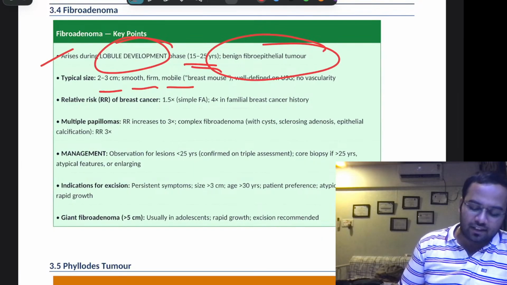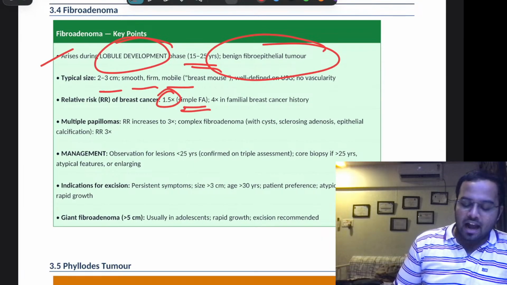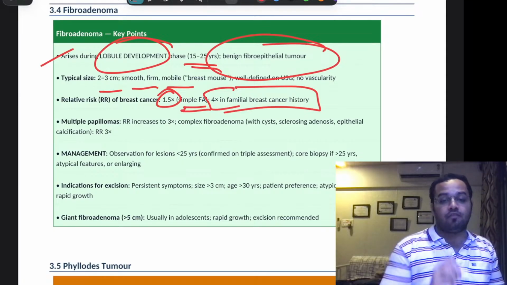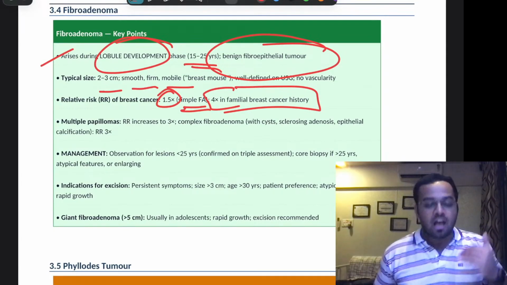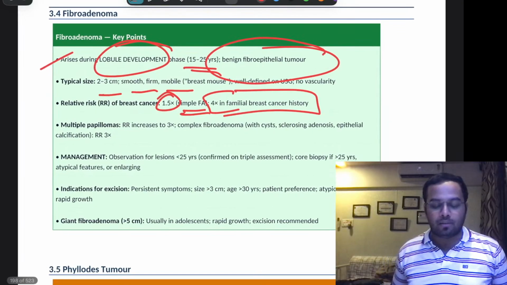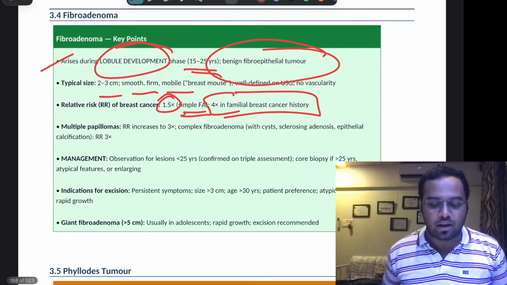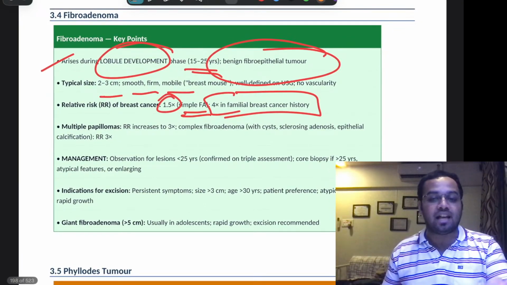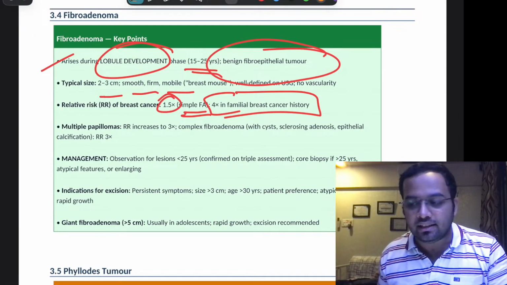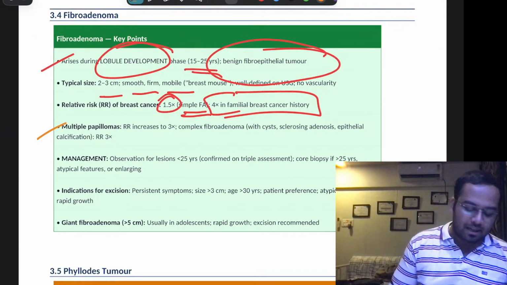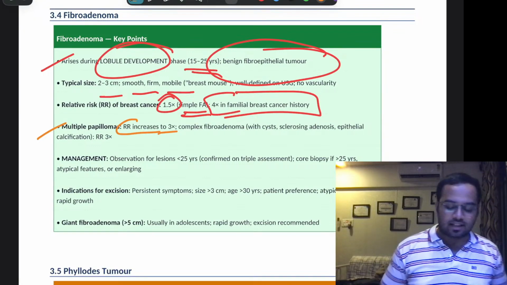So it has a relative risk of malignancy 1.5 times, and if the patient has a family history of breast cancer, then that chance of malignancy is going to increase to 4 times. So whenever a fibroadenoma patient is going to come to you in the OPD, the important thing which you are going to ask her is whether she has a family history of breast cancer, because then your risk of malignancy is going to increase to 4 times. So very much important. Multiple papillomas, so the relative risk is 3%.